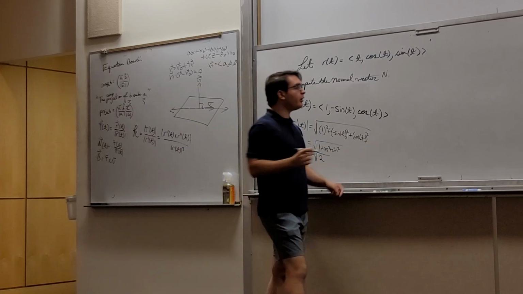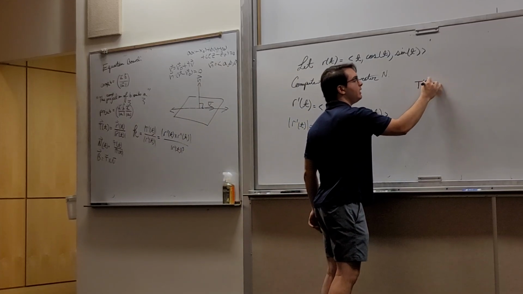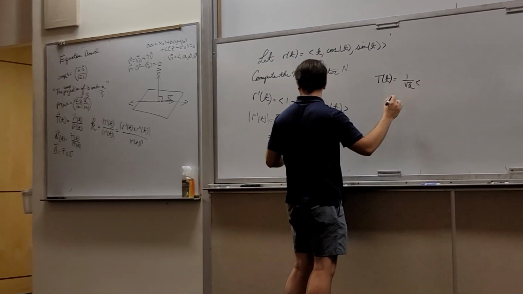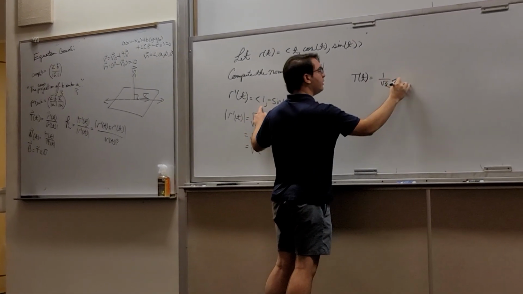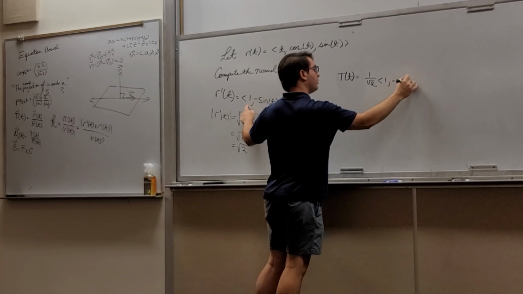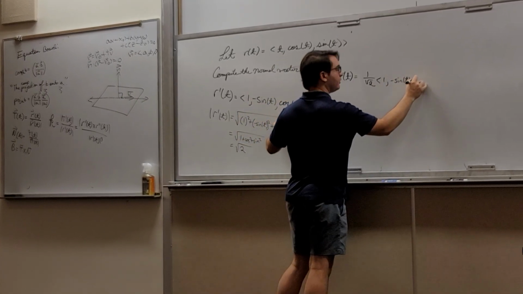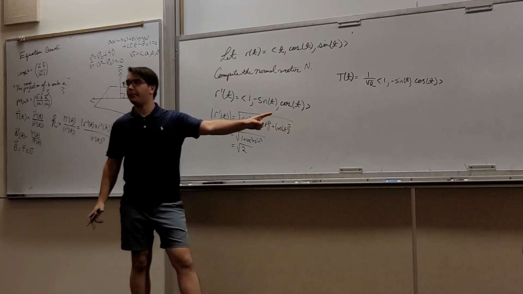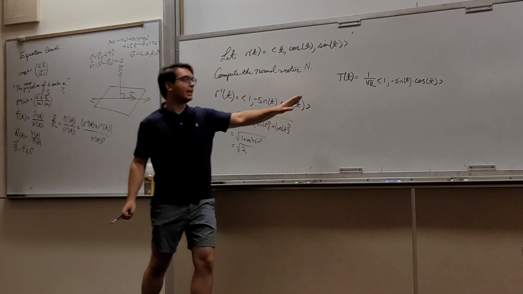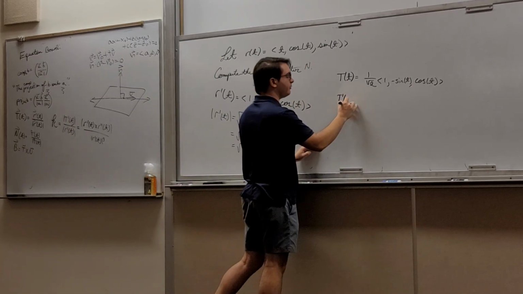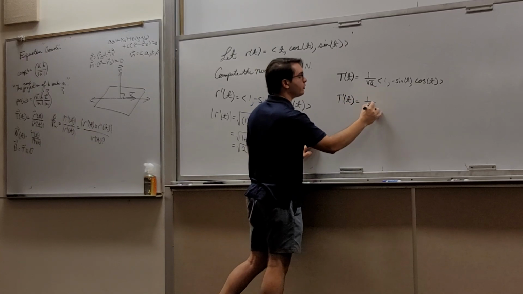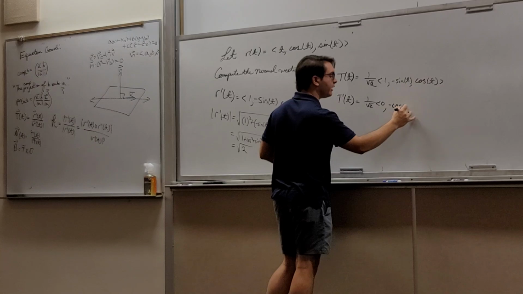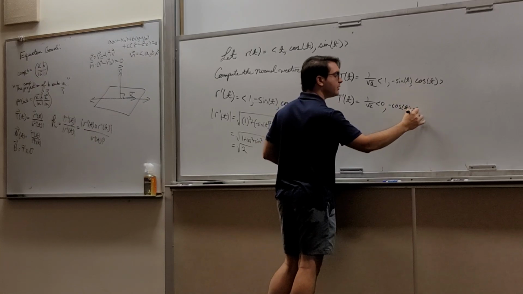So now I can say that my T of t is equal to 1 over the square root of 2 times my r prime vector, which is 1, negative sine of t, and cosine of t. Right? So everyone's with me on how I got that? Then I need to take its derivative, T prime of t, equals 1 over the square root of 2 times 0. Derivative of negative sine becomes negative cosine of t, and derivative of cosine becomes negative sine of t.